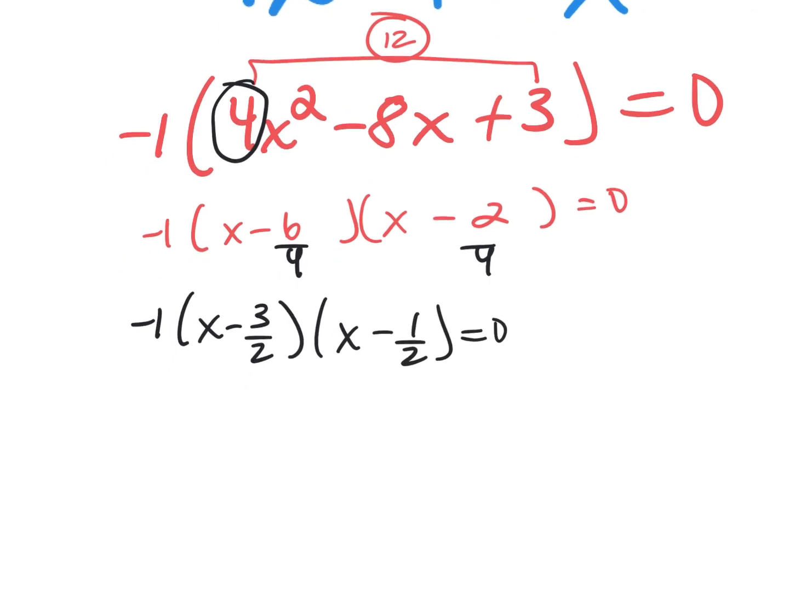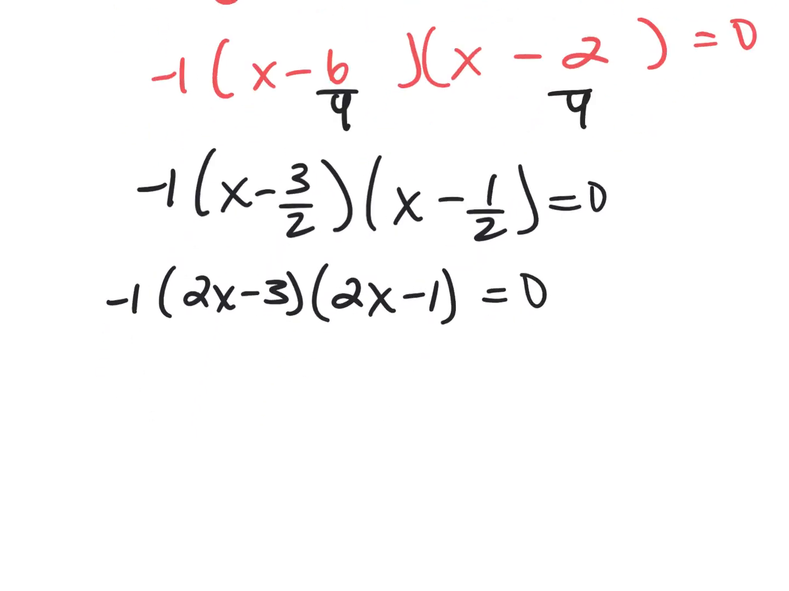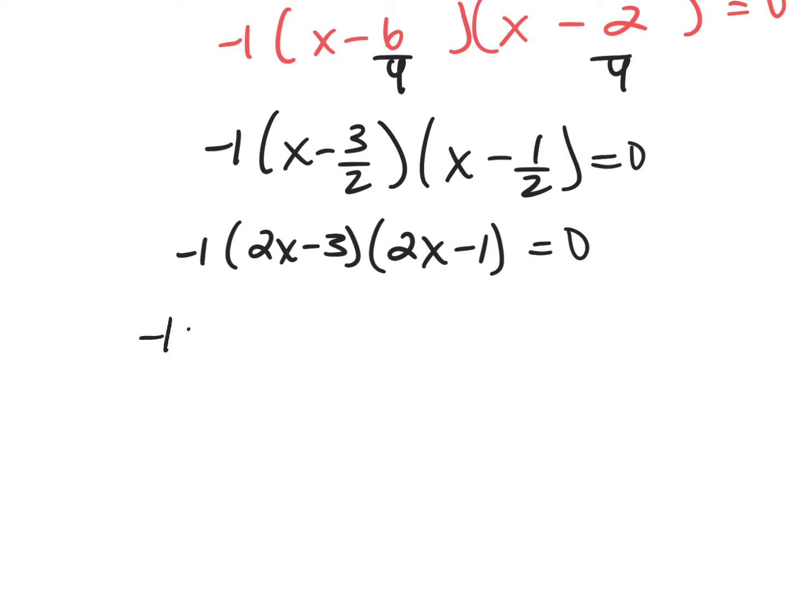So when I rewrite my parentheses, I have negative 1. This becomes 2x minus 3. And this becomes 2x minus 1. You guys agree? Yes. And now we set each little piece equal to 0. So negative 1 equals 0. Is that ever true? No. So you can cross it off.